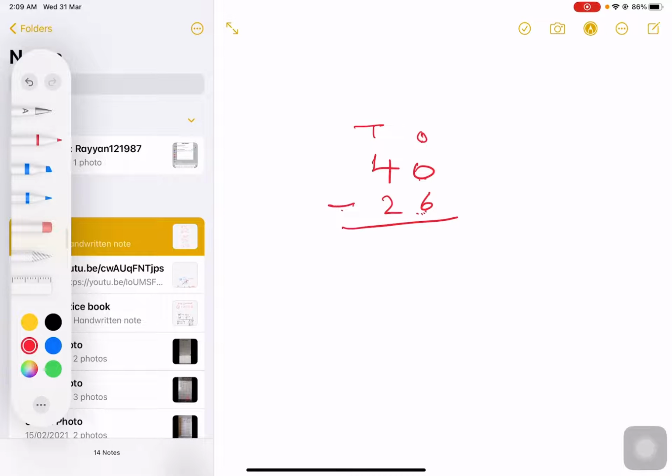Can you take 6 from 0? You can't. What you are going to do? Regroup. Regroup means you are going to borrow from the digit that is beside the 0, which is the tens. You will take 1 ten, so the 4 will be 3 and this will be 10. Now you are going to say 10 minus 6. Put 6 in your mind, count on, it's 4. Then 3 minus 2, the answer is what? 14.